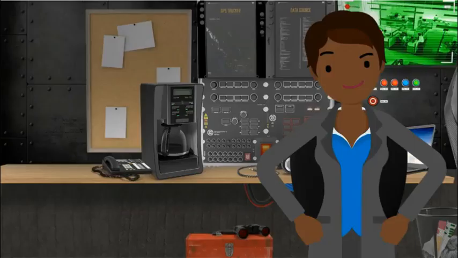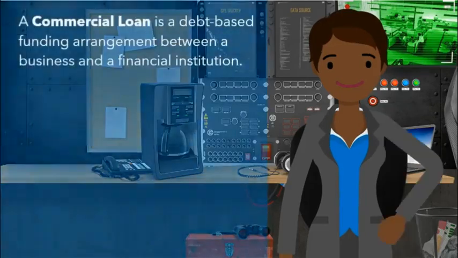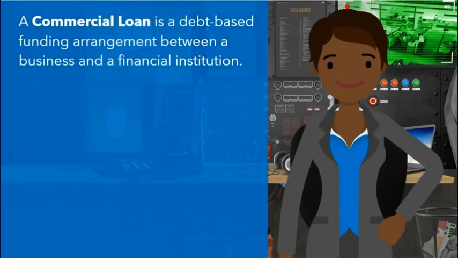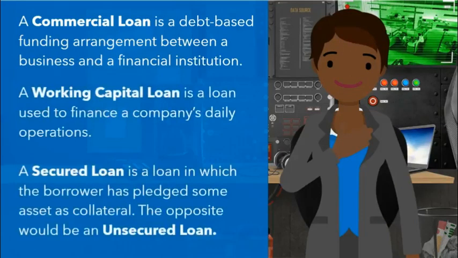All right, moving on. In addition to mortgages, there are other commercial loans available to businesses. A commercial loan is basically a debt-based funding arrangement, a kind of financing between a business and a financial institution. We saw that with mortgage loans, the property itself serves as collateral. But with a commercial loan, there is not necessarily an asset associated with it, for example, a working capital loan, which would be used to finance a company's daily operations.